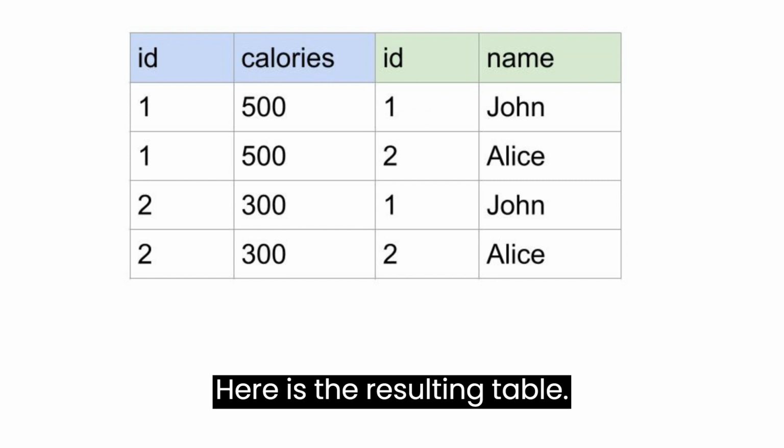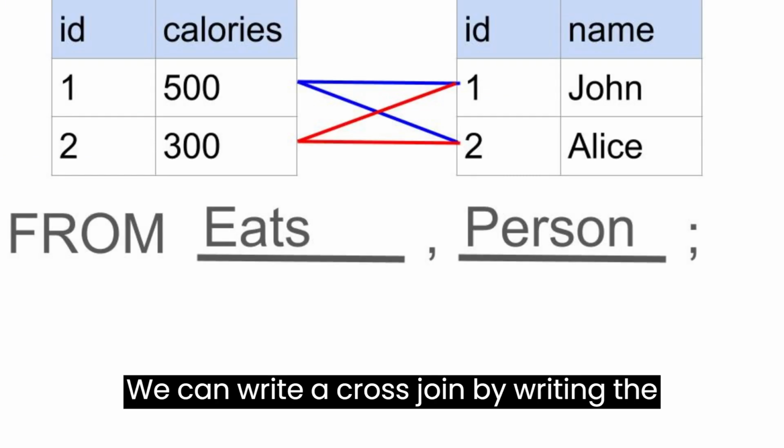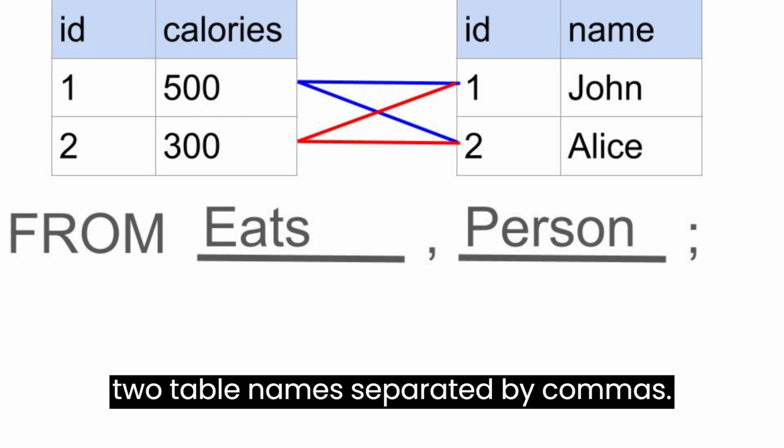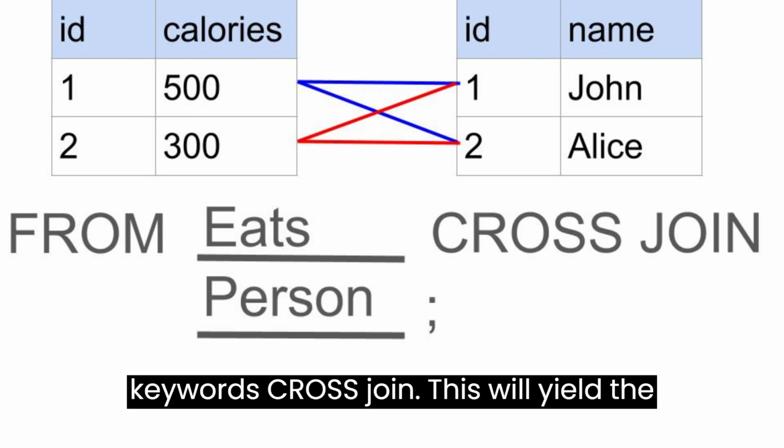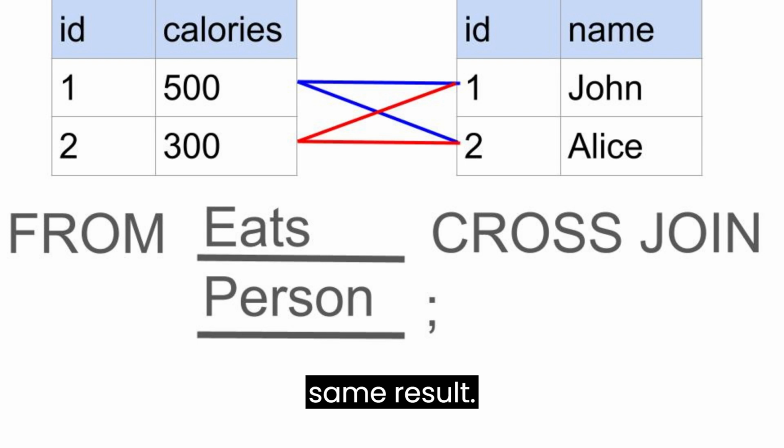Here's the resulting table. We can write a CROSS JOIN by writing the two table names, separated by commas. Or we can swap the comma out for the keywords CROSS JOIN. This will yield the same result.